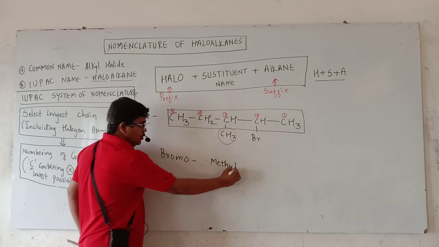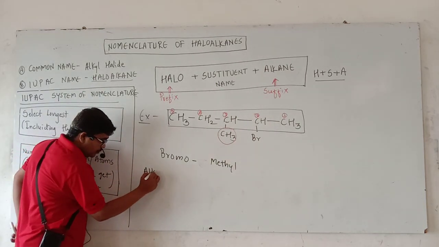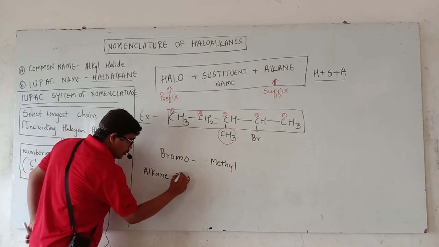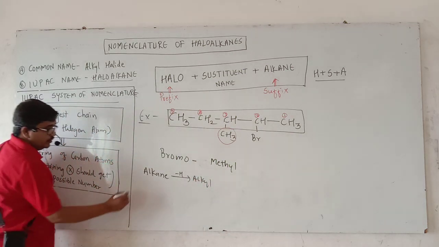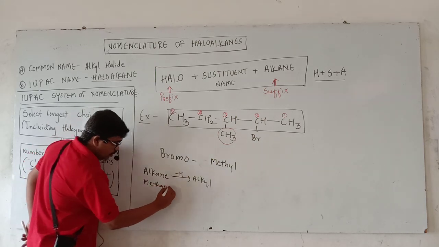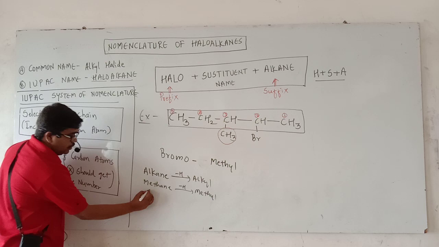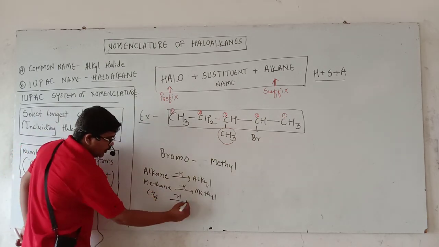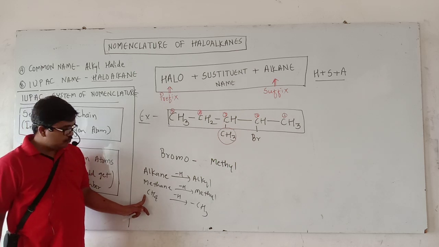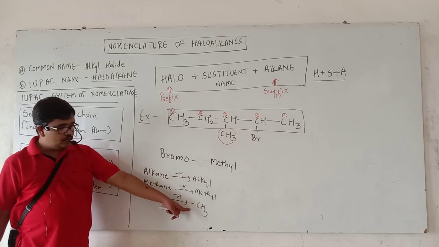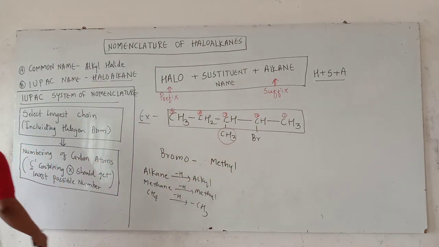CH3 means methyl. Right? See, again I will tell you. Alkane minus 1 hydrogen becomes alkyl. So methane minus 1 hydrogen will become methyl. CH4 minus 1 hydrogen is CH3. Methane means CH4, minus 1 hydrogen it becomes CH3. So CH3 is methyl.